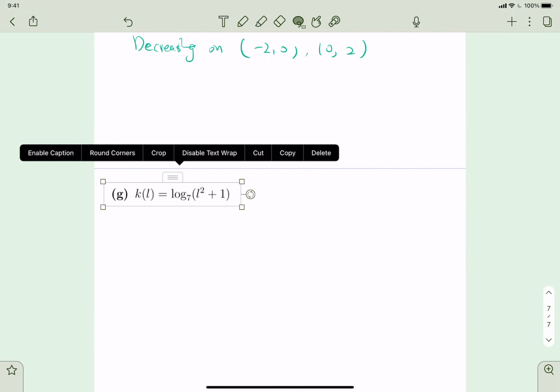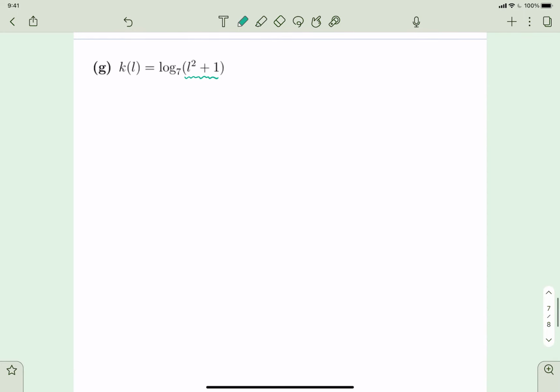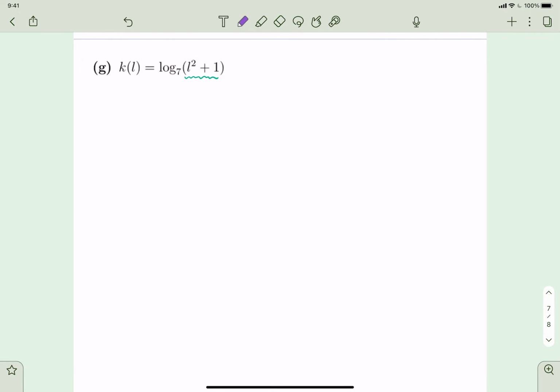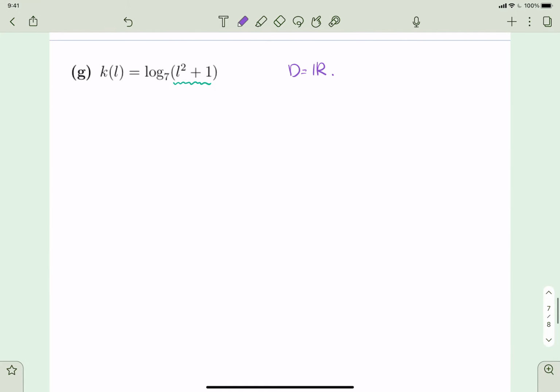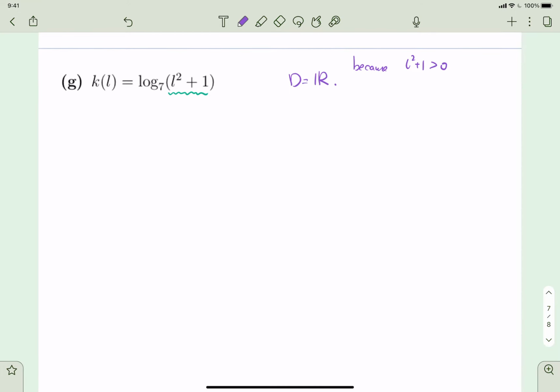Okay, so it's a log function, right? We know log function requires that the thing inside is greater than 0. But since it's L squared plus 1, the square is always greater than or equal to 0. Plus 1 is always greater than or equal to 1, right? So let alone 0. So this one is naturally always greater than 0. So it means that the domain is all the real numbers, because L squared plus 1 is always greater than 0. There's nothing to worry about.